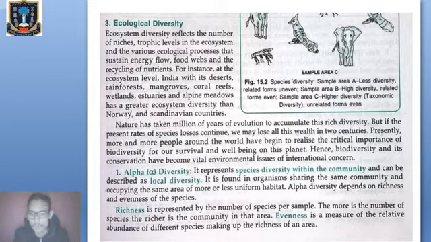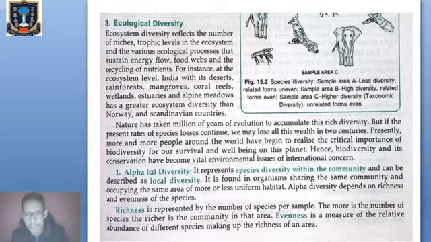And when we talk about ecological diversity, we have to know very carefully that there are 3 types: alpha diversity, beta diversity, and gamma diversity. So what does alpha diversity mean? Alpha diversity represents the species diversity within the community.